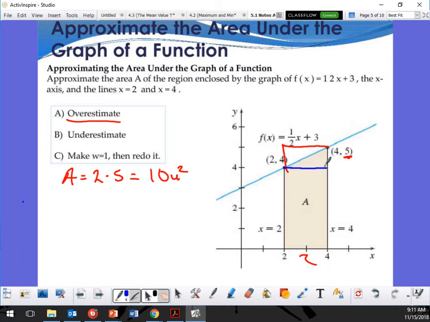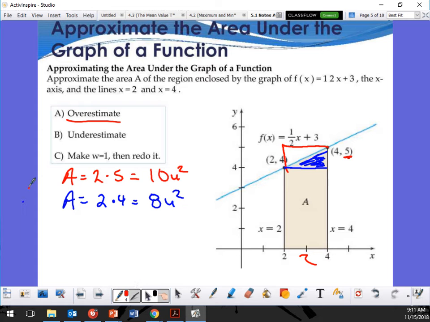All right, let's try this. Underestimation. What's the height of this? 4. So the area would be 2 times 4, which is 8 units squared. So that's an underestimation because I'm cutting off the top, right? I'm cutting off the top. So all this, I'm not including that, right?